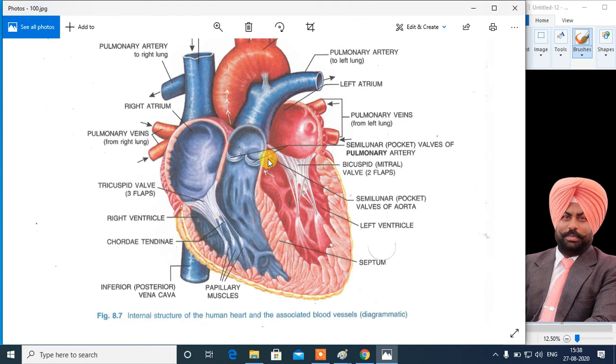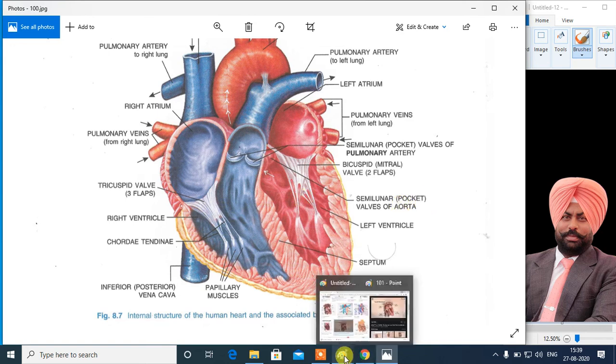So this valve, which helps in preventing the blood from flowing back into the left ventricle, is called semilunar valve.